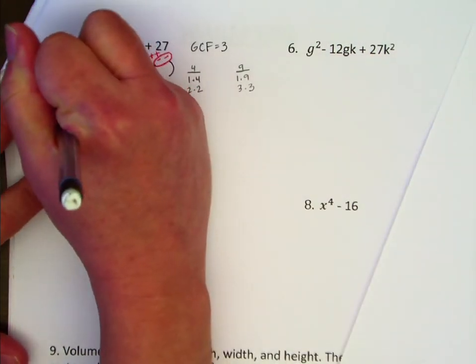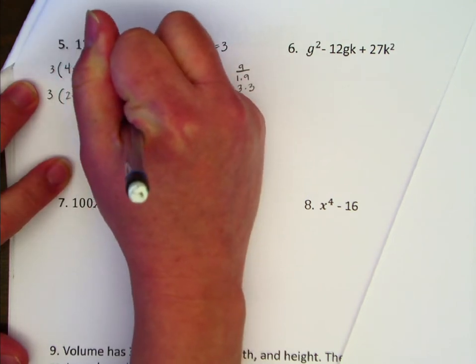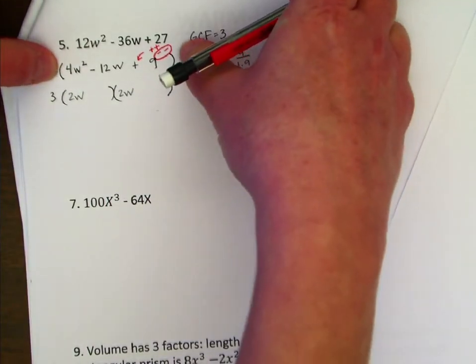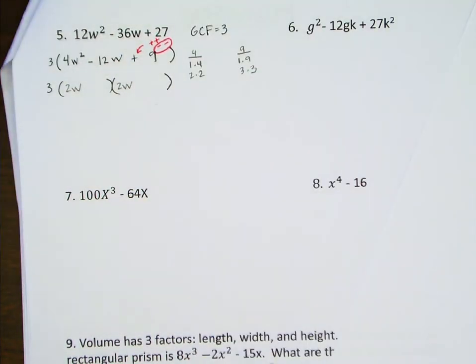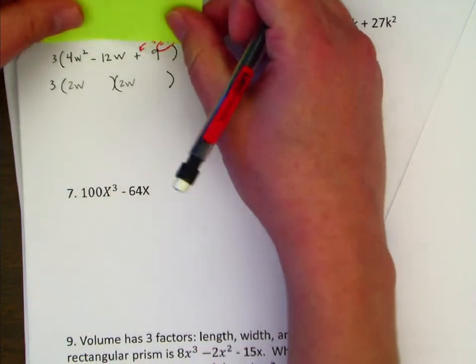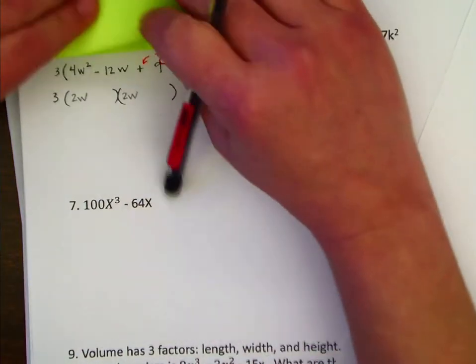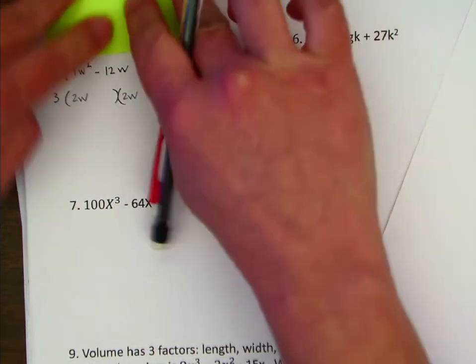So let's try 2w and 2w. Okay, now when you're guessing this, you're trying to get this set of parentheses back. Don't look at the original. As a matter of fact, let's cover up the original so it doesn't confuse us. Okay, so this is the new one that we're looking at. You can still see that. Let me solve that problem.